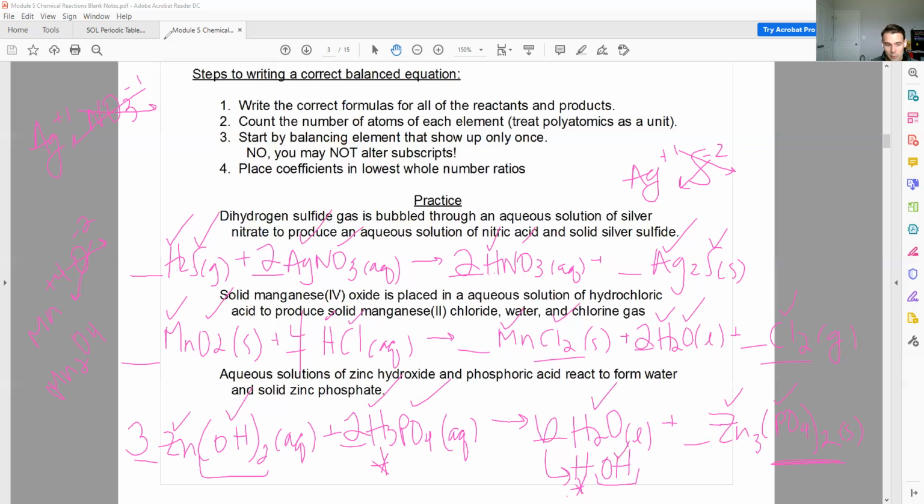And then that's your balanced equation, 3, 2, 6, 1. And remember, we don't need to put 1s, so if it's a blank, just leave it as a 1.